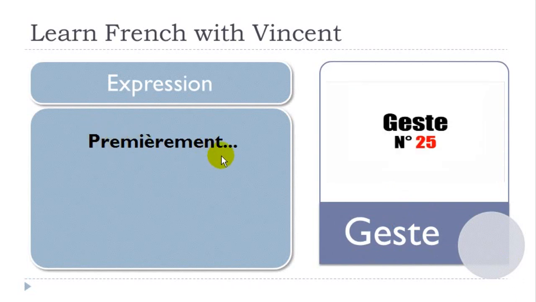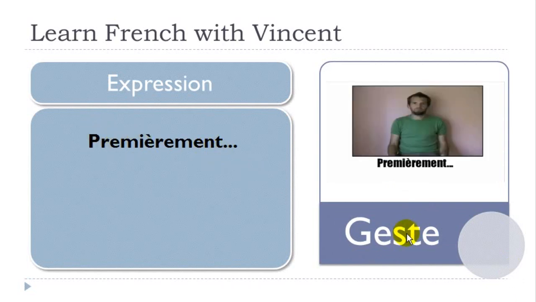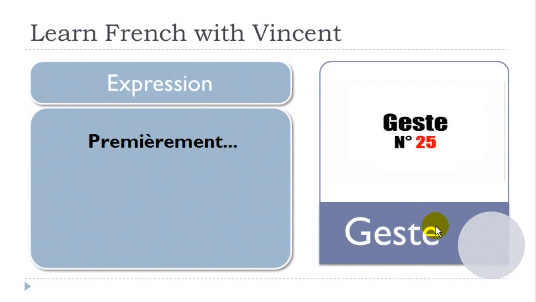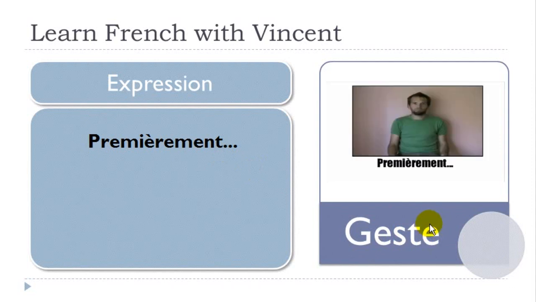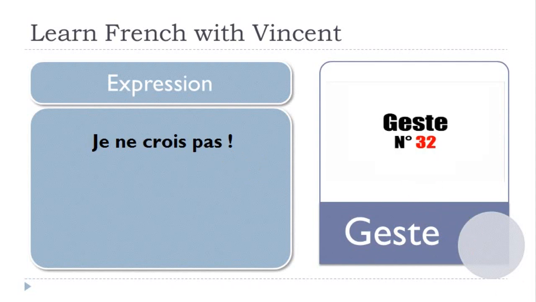"Premièrement" could be translated as first. Okay, so you will like to introduce probably several things, and then you will start with the first one. And the first one is premièrement. So, of course, your hand, and then it's the first one.